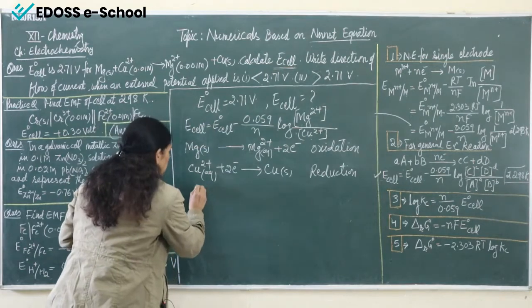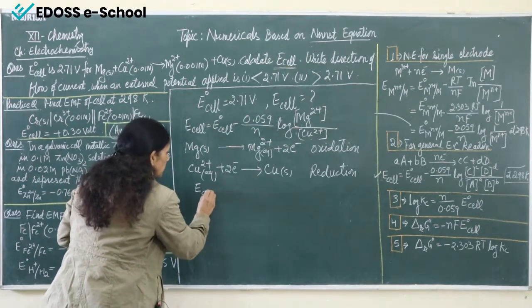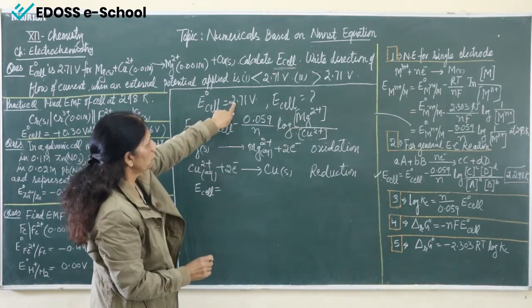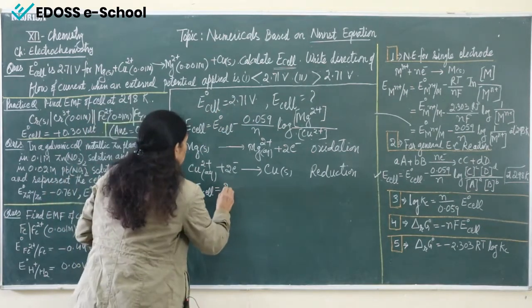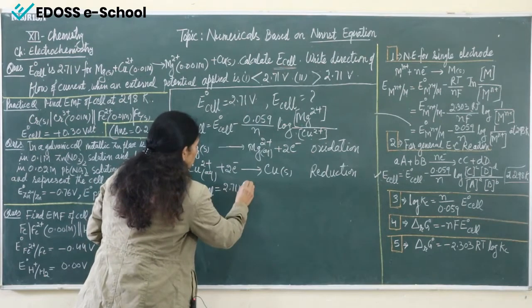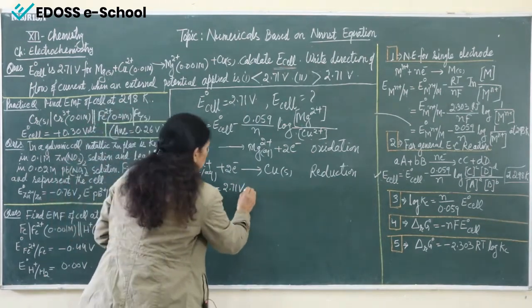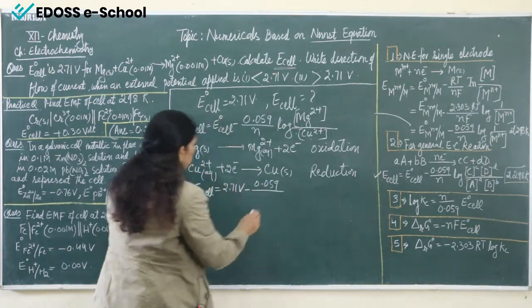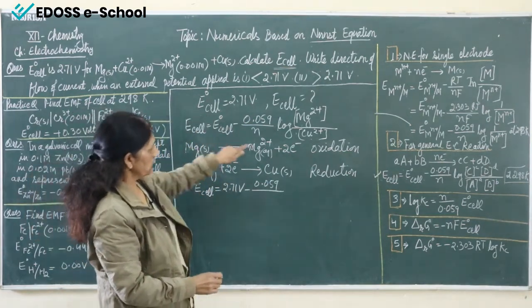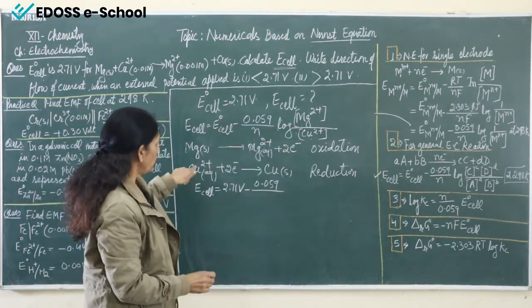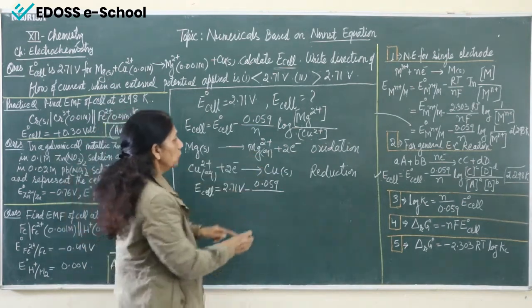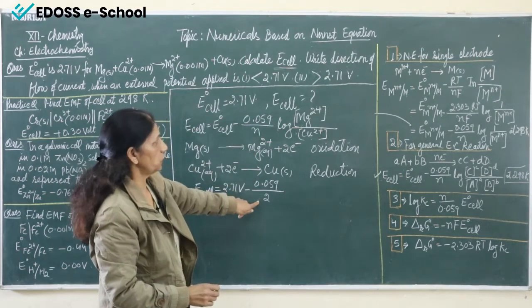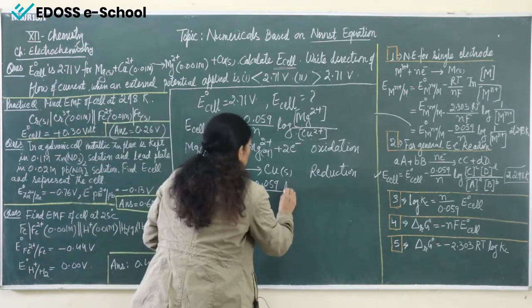So we can say E of the cell is equal to E naught. For E naught we will put this value, 2.71 volt, and minus 0.059 upon. Now you can see here magnesium is releasing 2 electrons and copper is gaining 2 electrons. That means 2 electrons are involved here. So we will just write 2, and log.